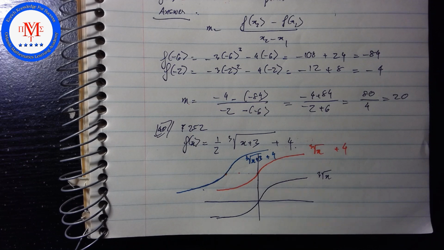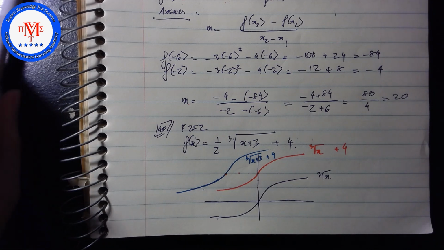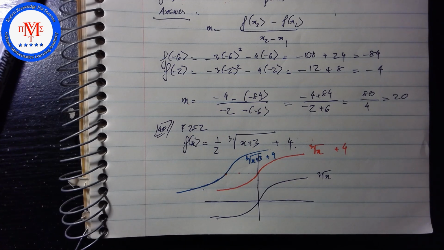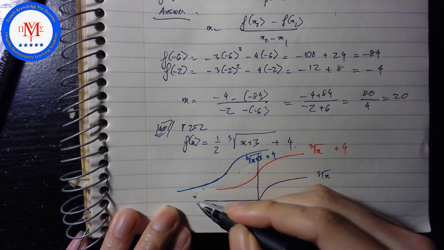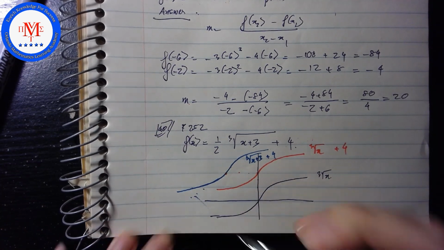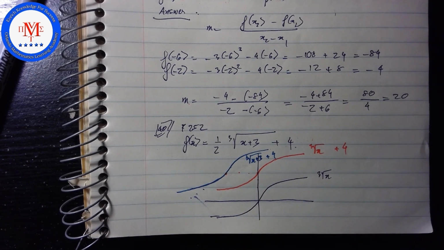Let me see, I have a different color. Okay. So the new function will be like this. Oh, I don't have another color. I have red, blue. Okay, I have this. So something like that. Okay.